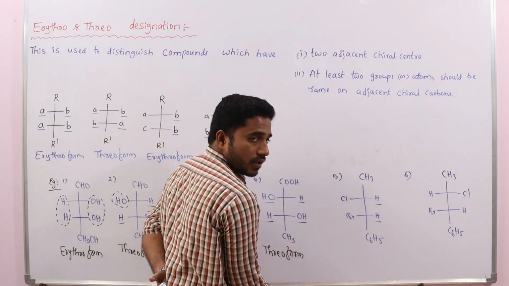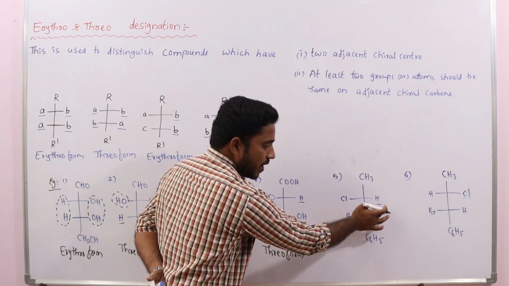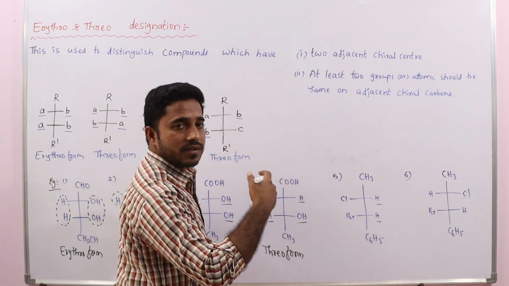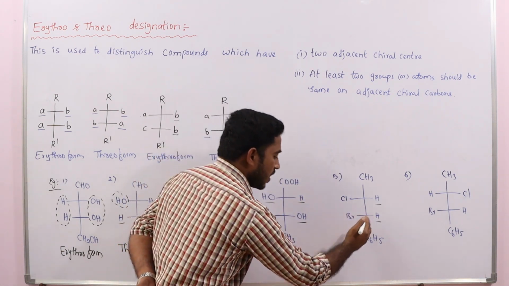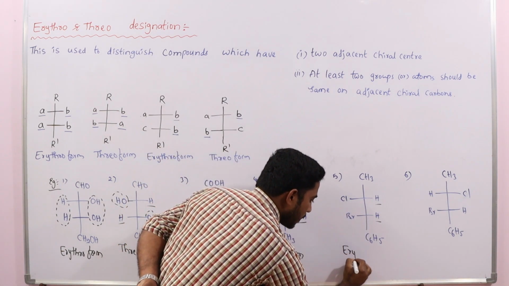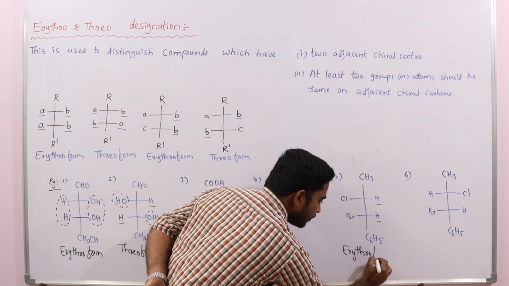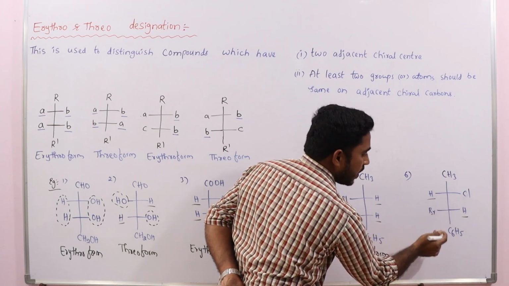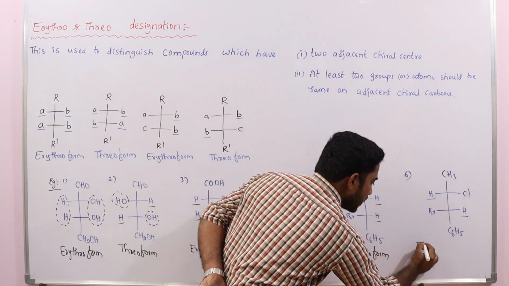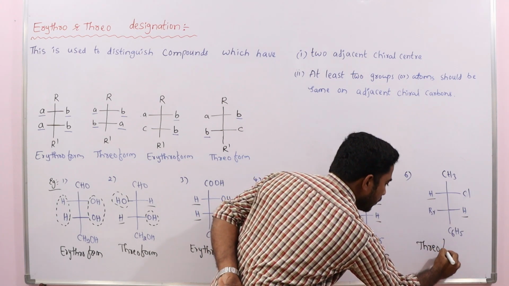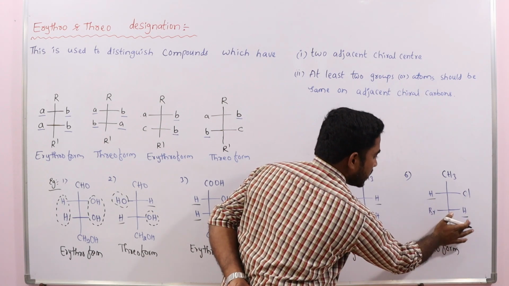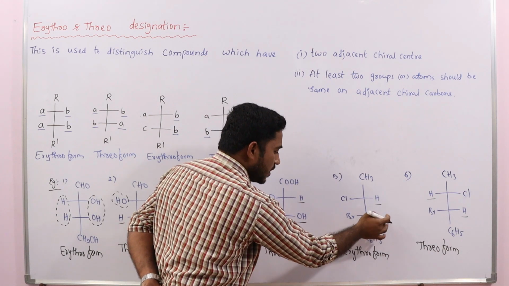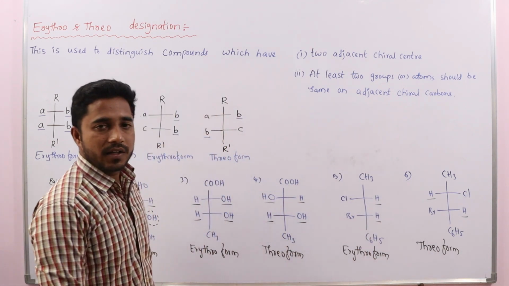Next, in this example, at least two atoms or groups bonded to the adjacent chiral carbon should be on the same side, hydrogen. Then we can call it erythro form. Next, in this case, hydrogen is on the opposite side, then we can assign threo form. Hydrogen opposite side, that's why threo form. Here hydrogen same side, that's why erythro form.